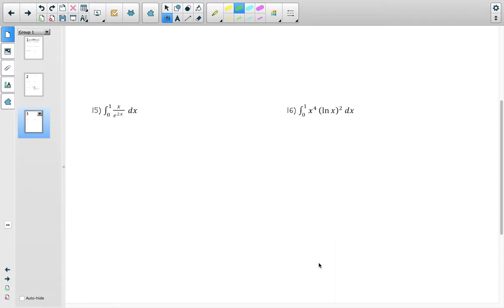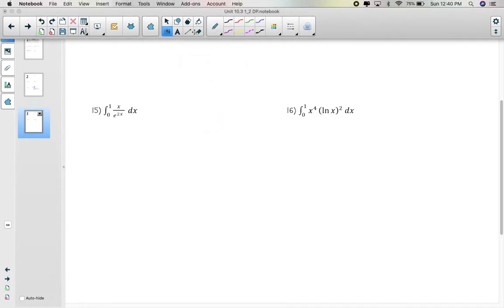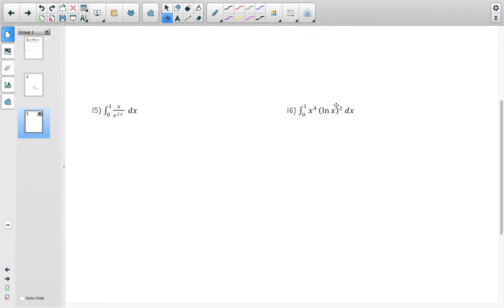I'm not going to completely do 16, and there's a good reason why, but I'm going to give you a big hint that will get you to the answer of undefined. So I promise you I'm not going to set you up for failure. Okay, so looking at this problem, you have something on the inside, and it's kind of like number 14.